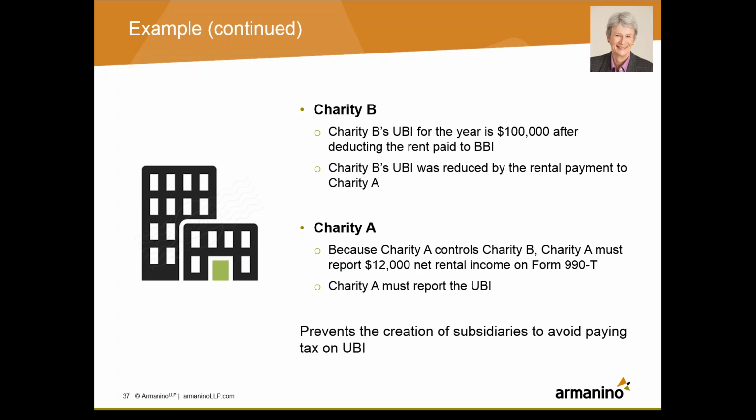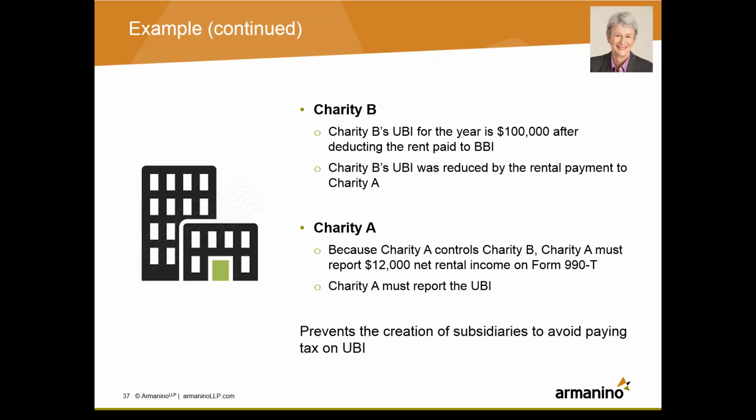Charity A, because it controls Charity B, must report $12,000 of net rental income on its Form 990T. So where does that come from? Remember that Charity B deducted $15,000 of rent on its 990T because it paid rent to Charity A.